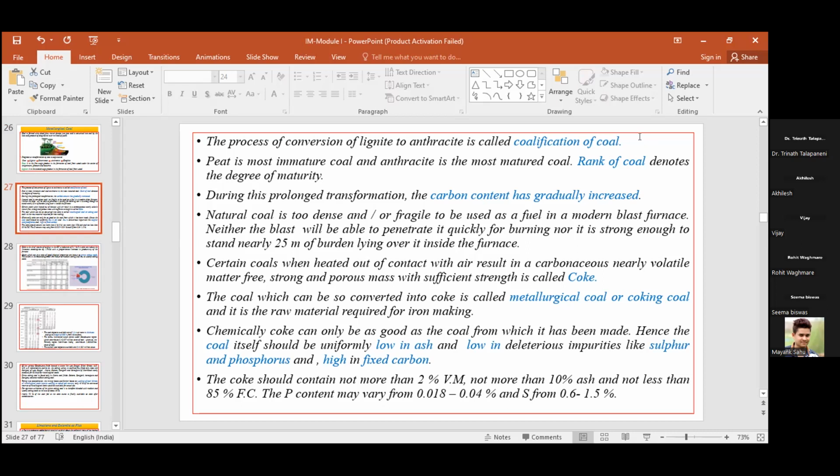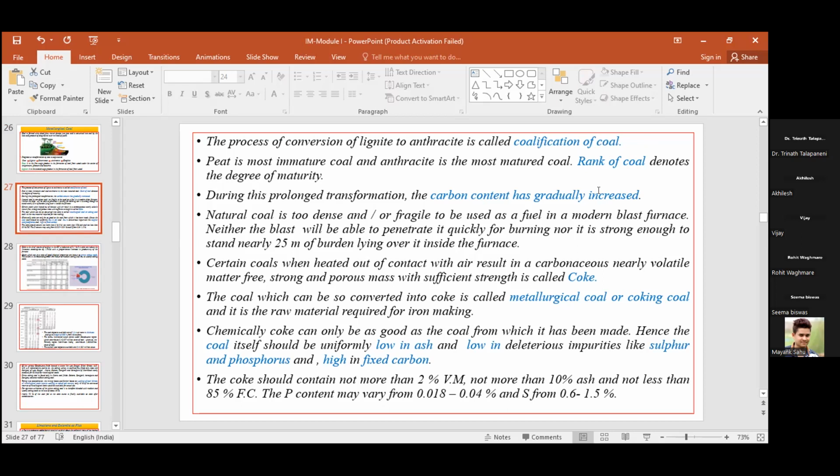So the rank of the coal denotes the degree of maturity. The more carbonaceous matter we have, the more matured the coal is. So during its transformation from peat to anthracite, the carbon content is gradually increasing.